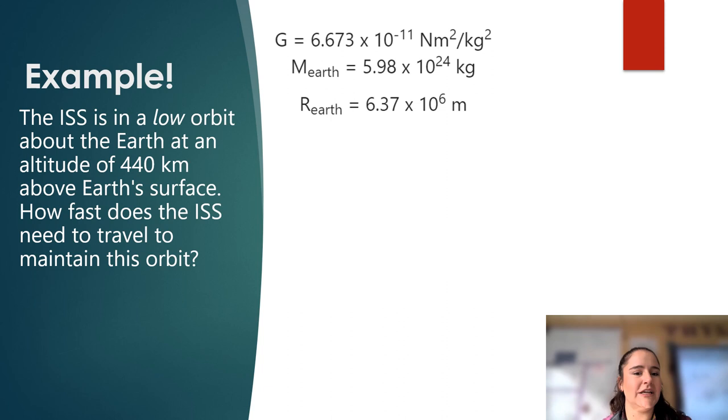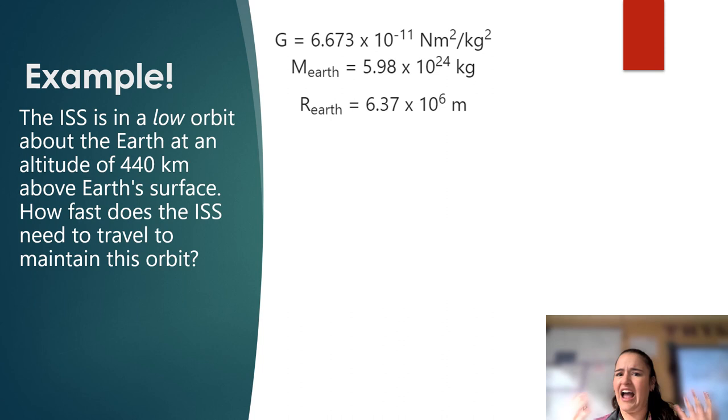Here we have the International Space Station, or ISS. It's in a low Earth orbit about the Earth at an altitude of about 440 kilometers above Earth's surface. So how fast is it going? How fast does it need to travel to maintain this orbit?